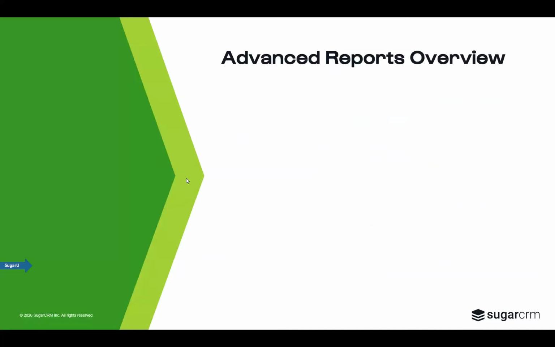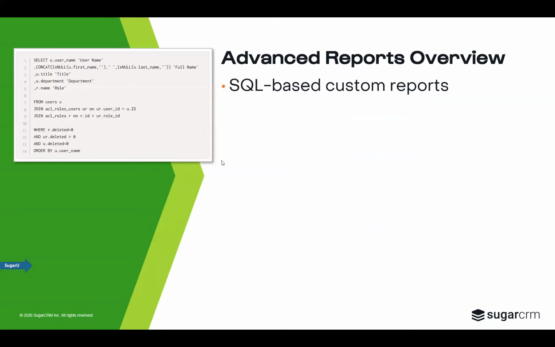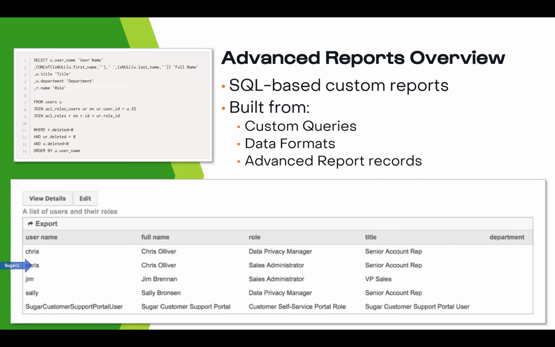So the two that we're talking about, the first one's called an advanced report. You have to know SQL because it is a SQL-based custom report, and it's built from the advanced report section in the reports module. You have to know custom queries, data formats, and advanced format. And then it's going to give you an advanced report record that's going to look like this at the bottom, which still looks very legacy to me. So it is a legacy module. It has not been upgraded, if you will, to the sidecar version.